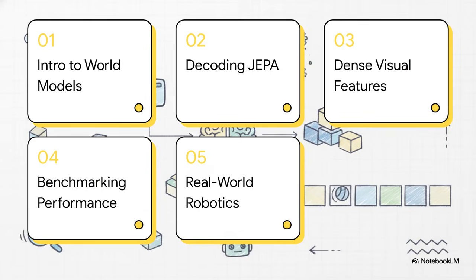So here's our roadmap. We'll start with a quick intro to world models, decode the JEPA architecture, look at how version 2.1 unlocks dense visual features, benchmark the state-of-the-art data, and then, the really cool part, explore some real-world robotic applications. We are moving straight from architectural theory to empirical physical results.